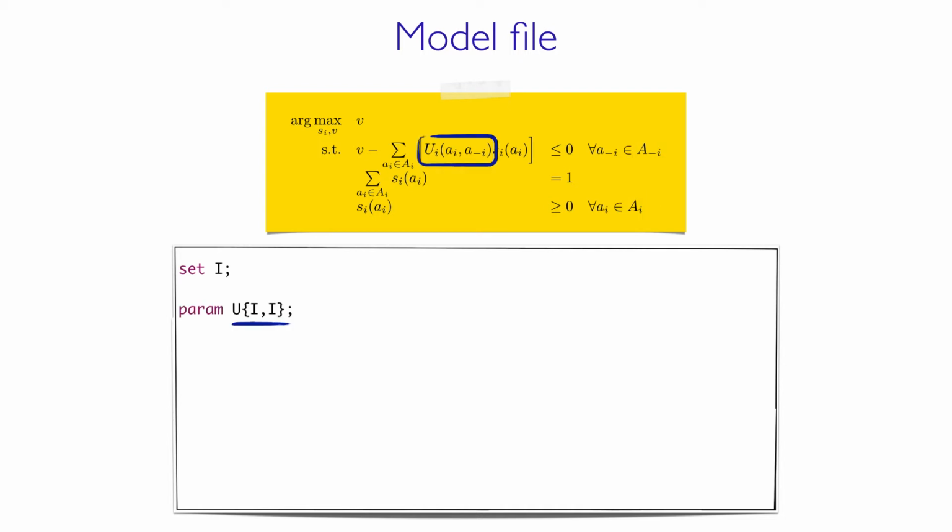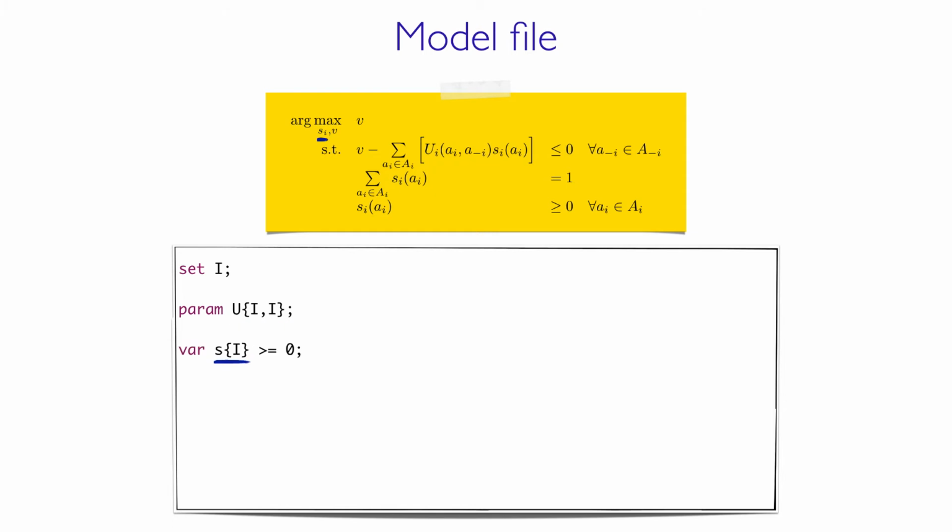Then we declare the parameters of the model, in this case only the utility matrix Ui that we call uppercase U. Since uppercase U is a matrix, it has two indices, which represent the actions of the players. We specify the two sets of indices within curly braces immediately after the name of the parameter, separated by a comma.